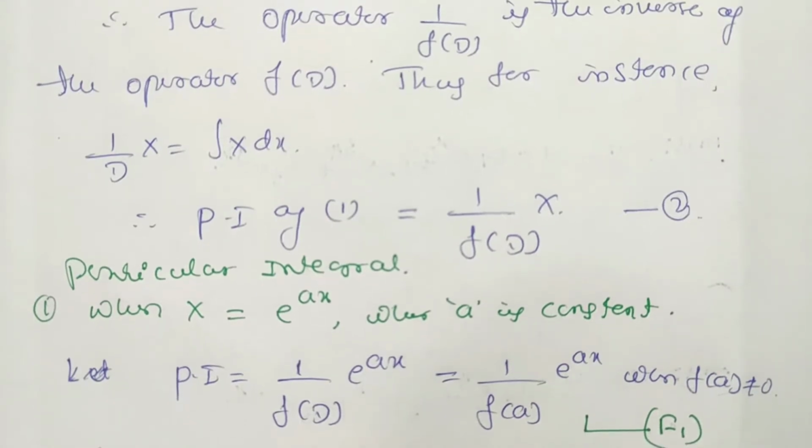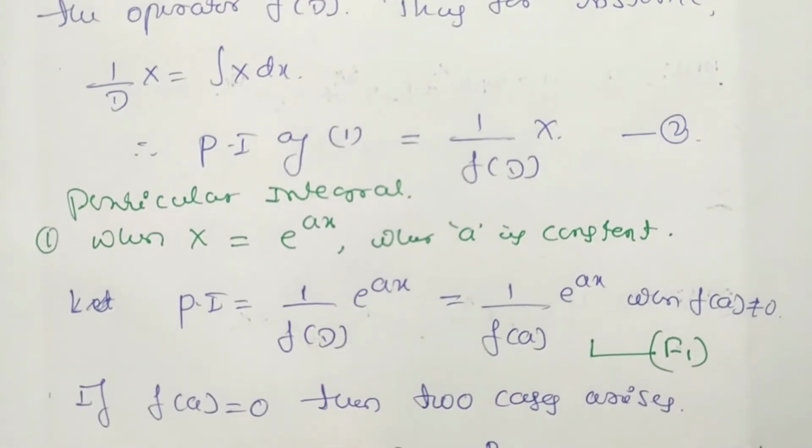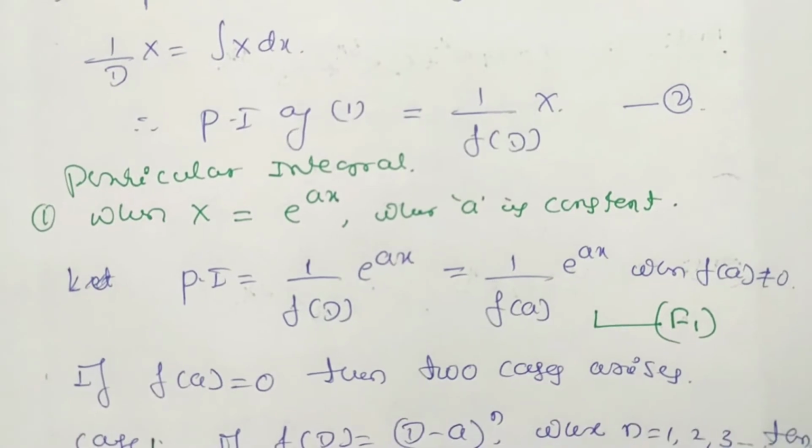This is the case when f of a is not equal to 0. Take this one as formula 1. Only thing is you just replace D by a in the denominator, that is f of D. This is possible only when, after substitution, f of a should not be 0. And if f of a becomes 0, then two cases arise.